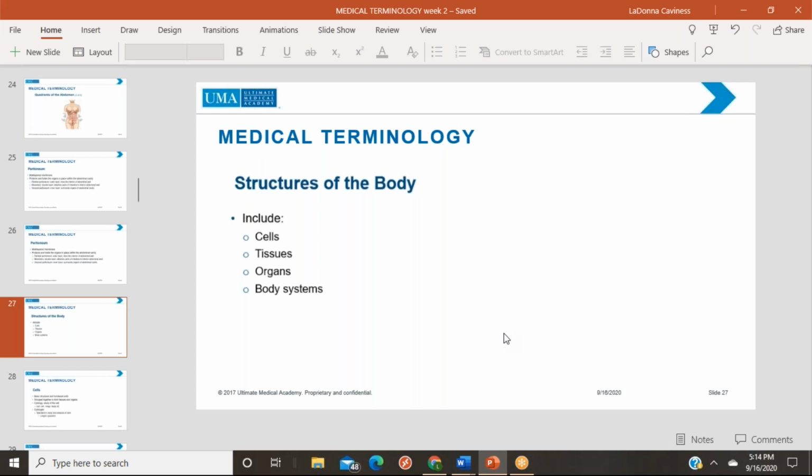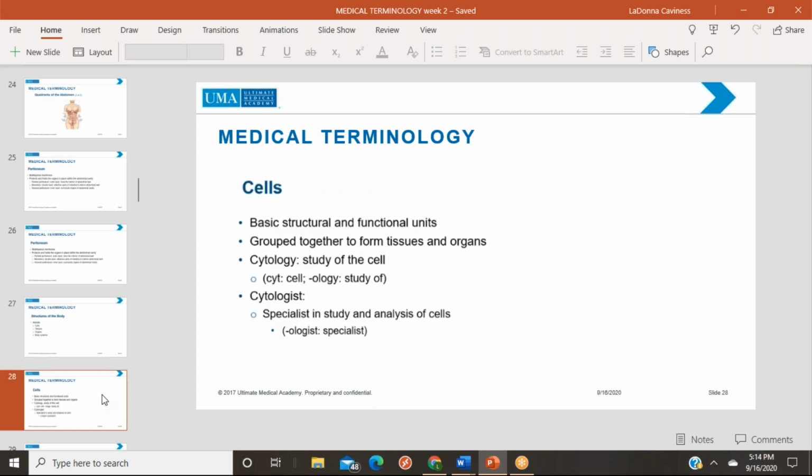Structures of the body include cells, tissues, organs, and body systems. Cells are basic structural and functional units grouped together to form tissue and organs. Cytology, study of the cell, and here's a breakdown of the medical term cytology. So CYT refers to cell, and we know that ology refers to the study of. So cytology, cytologist, the study and analysis of cells.